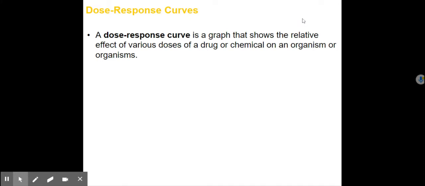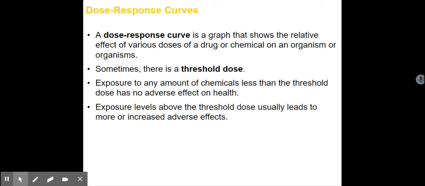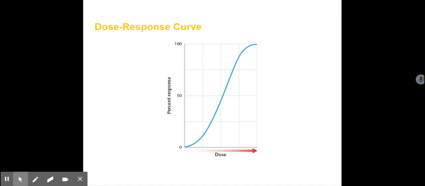Dose response curves. A dose response curve is a graph that shows the relative effect of various doses of a drug or chemical on an organism or organisms. Sometimes there's a threshold dose. Exposure to any amount of chemicals less than the threshold dose has no adverse effects on health. Exposure levels above the threshold dose usually lead to more or increased adverse effects. This is an example of a dose response curve.